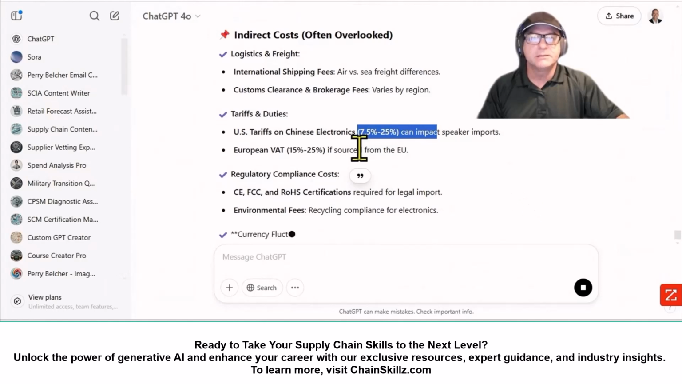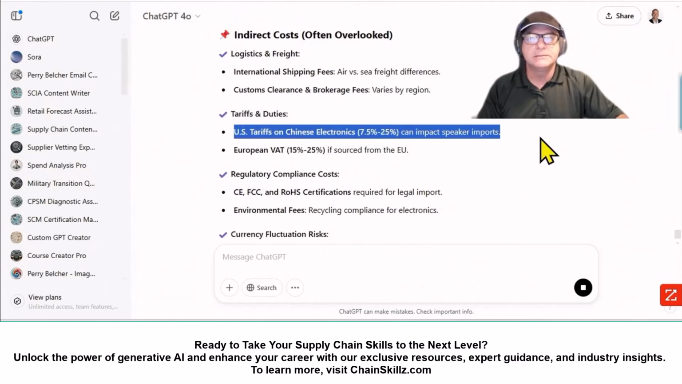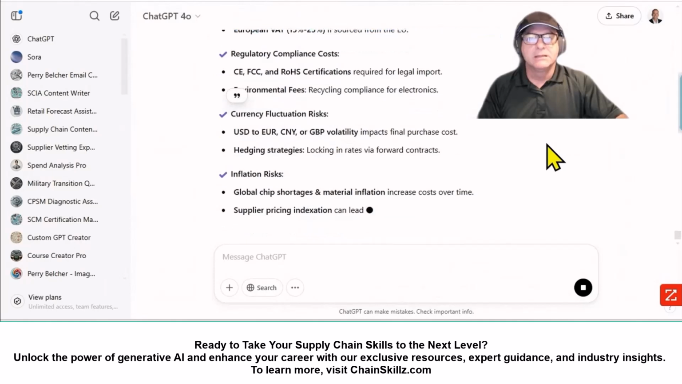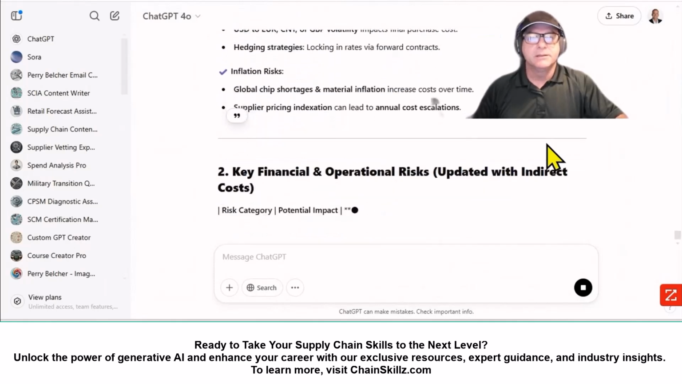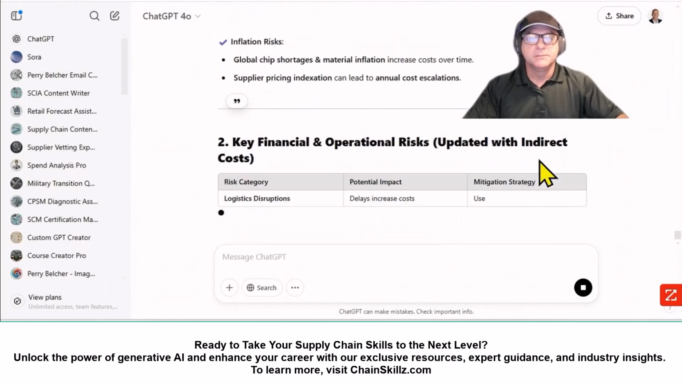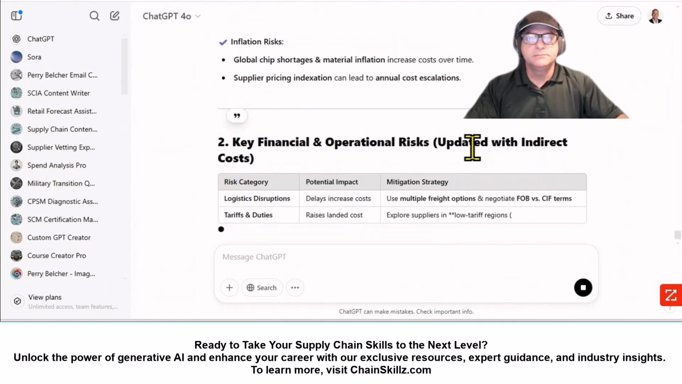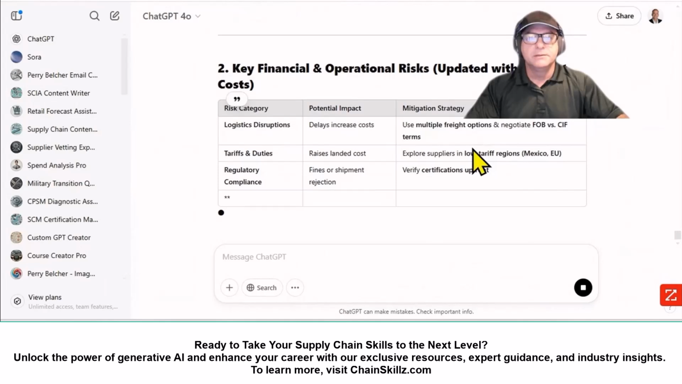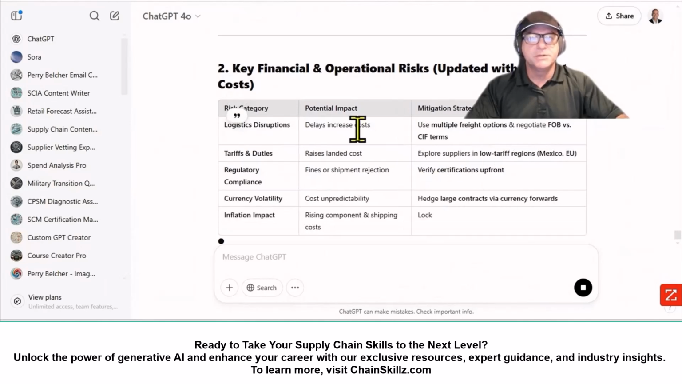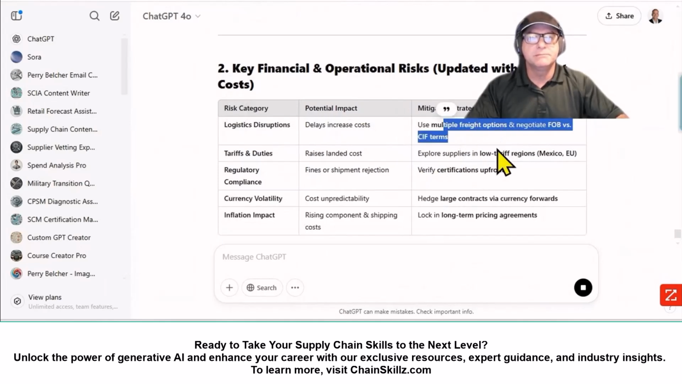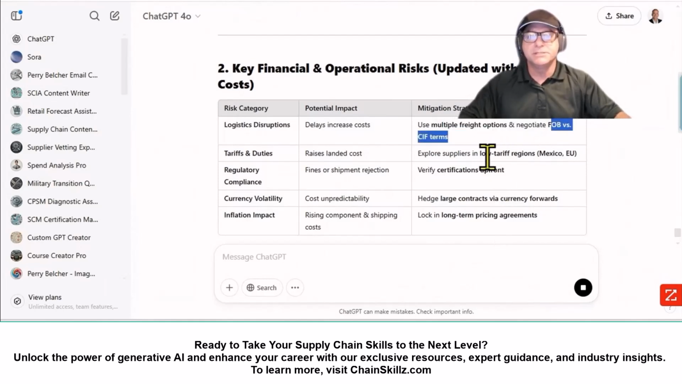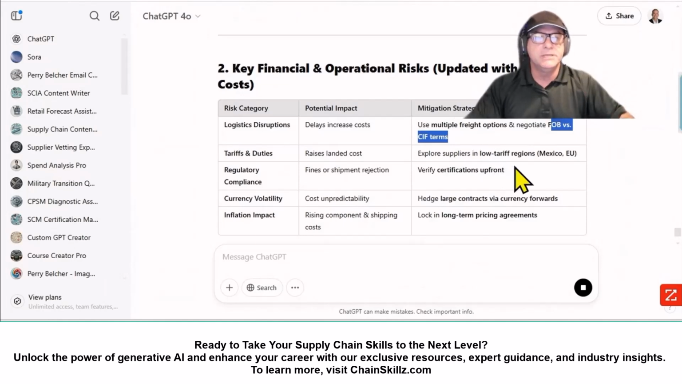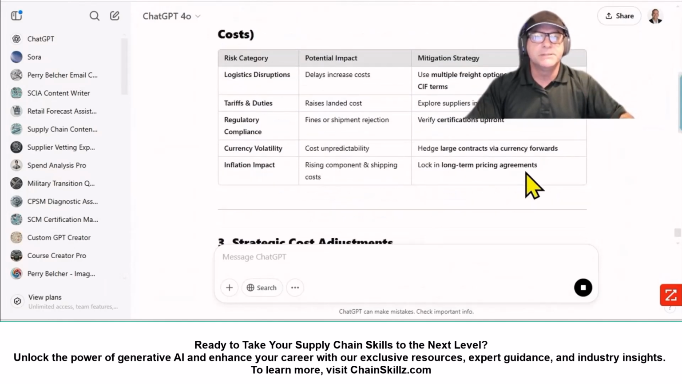Okay. Well, wait a second. Hold on a second. We may have already incorporated this. All right. Giving some good information here. Logistics disruptions, multiple freight options, negotiate terms, right? FOB, CIF terms. That's our logistics terms, which they talk about a little bit in exam 1, but we definitely talk about in exam 2 when we talk about logistics. We go through each of the terms for those things.